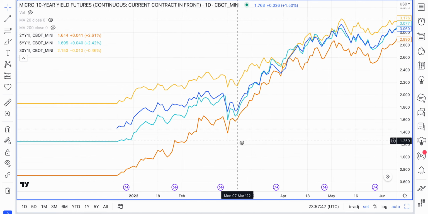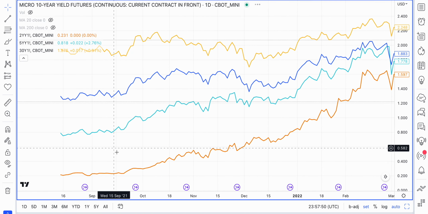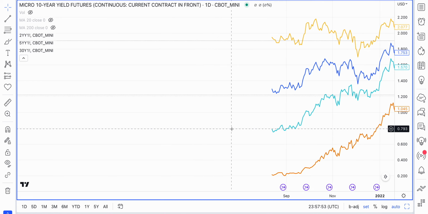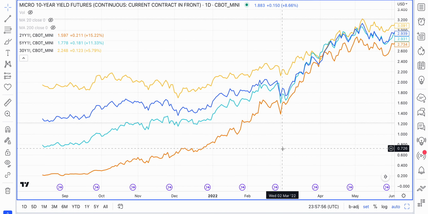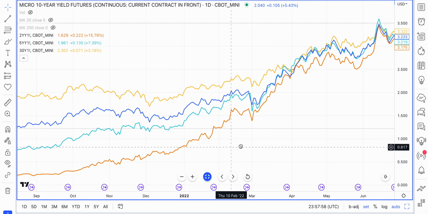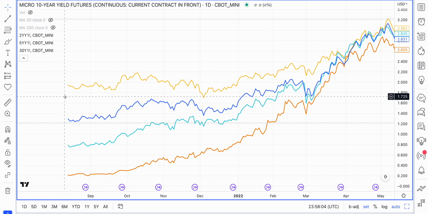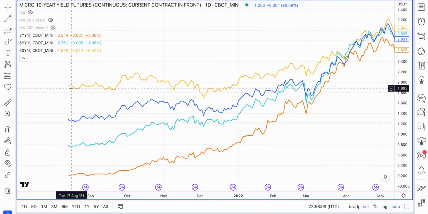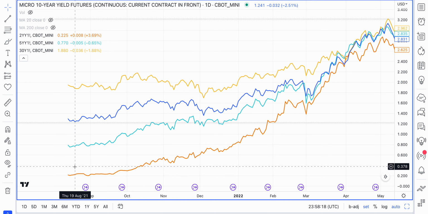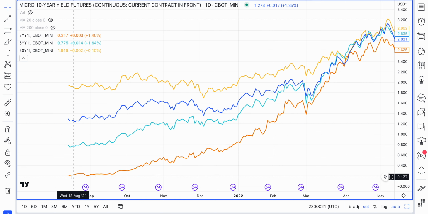So let's go back a little bit, to 2021 perhaps, and see what it looked like when things were a little bit more normal. Going back to 13th of August 2021, right at the top we have the 30-year long bond, then we have the 10-year note in blue, cyan is again the 5-year, and then the orange is the 2-year. So look at what the 2-year was yielding back then in August of 2021.